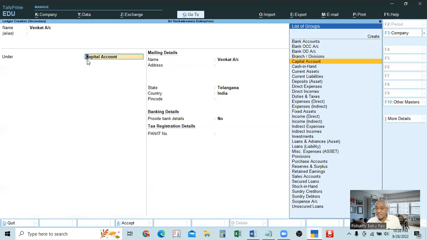Sundry debtors or sundry creditors means only dealing with goods. Sundry debtors means all the customers, the persons to whom we sold goods. They are called sundry debtors. If we purchase goods on credit from others, the suppliers are called sundry creditors. Only persons buying from us or selling to us goods are called sundry debtors and sundry creditors. But here, Venkat is not a sundry debtor. You are giving him loan.